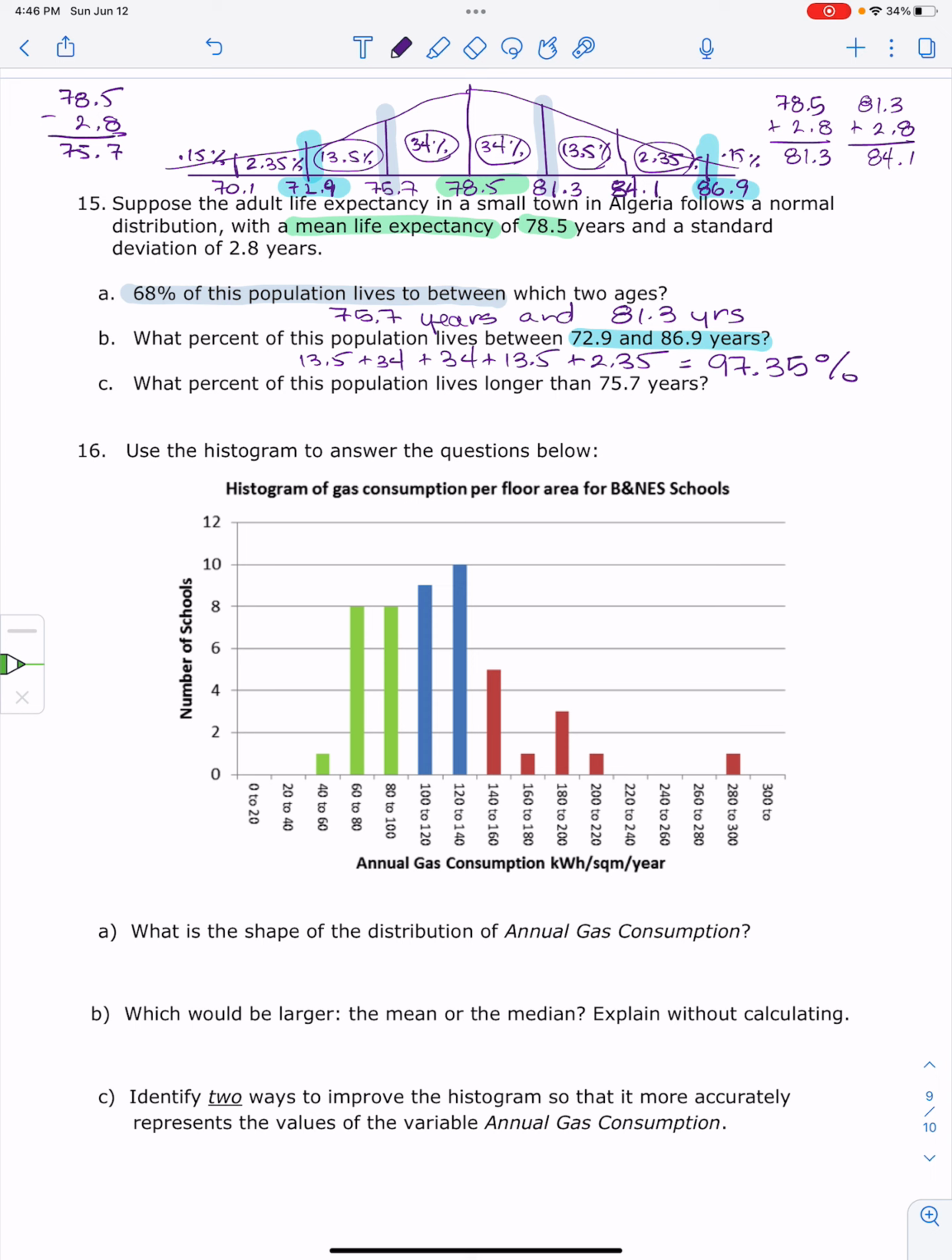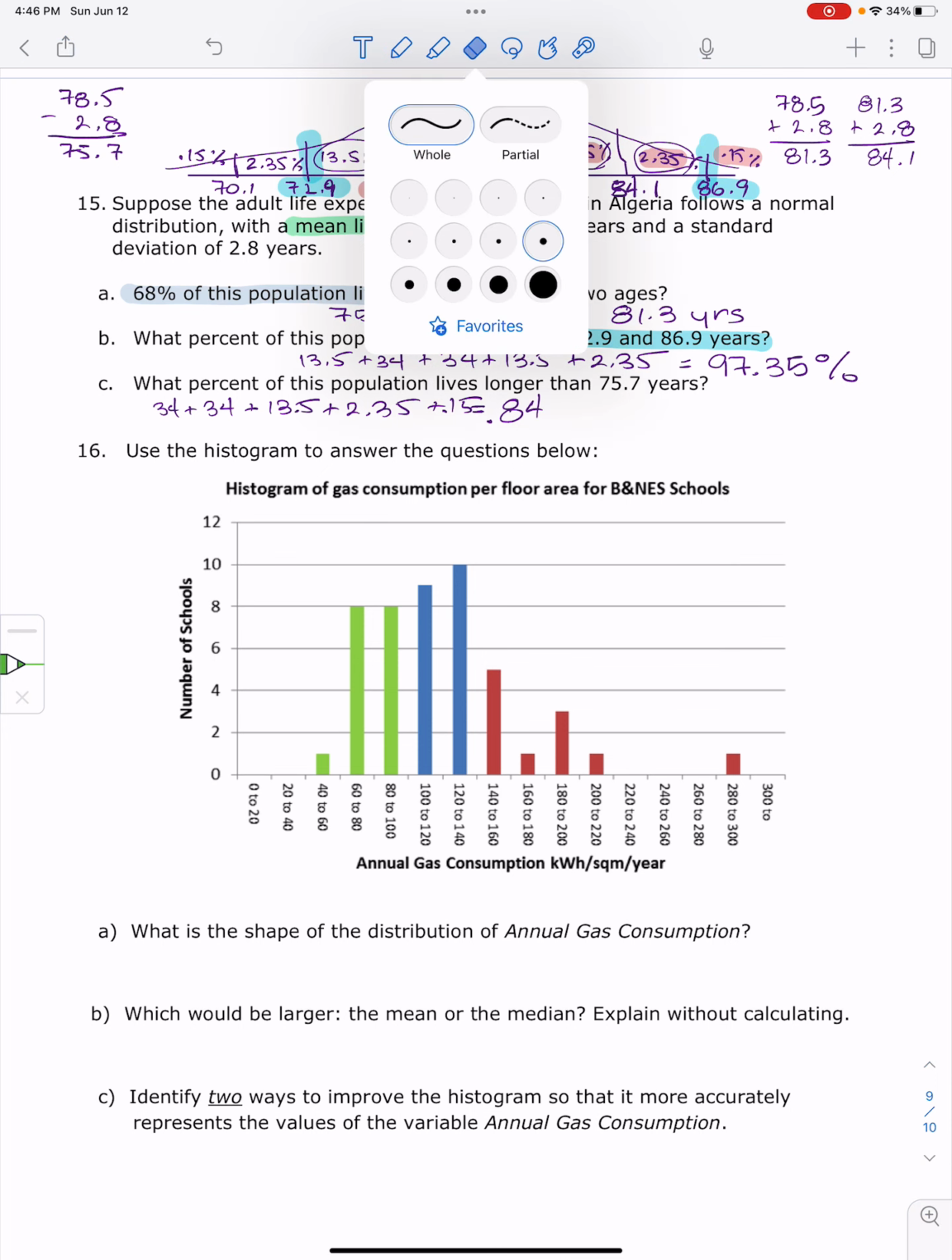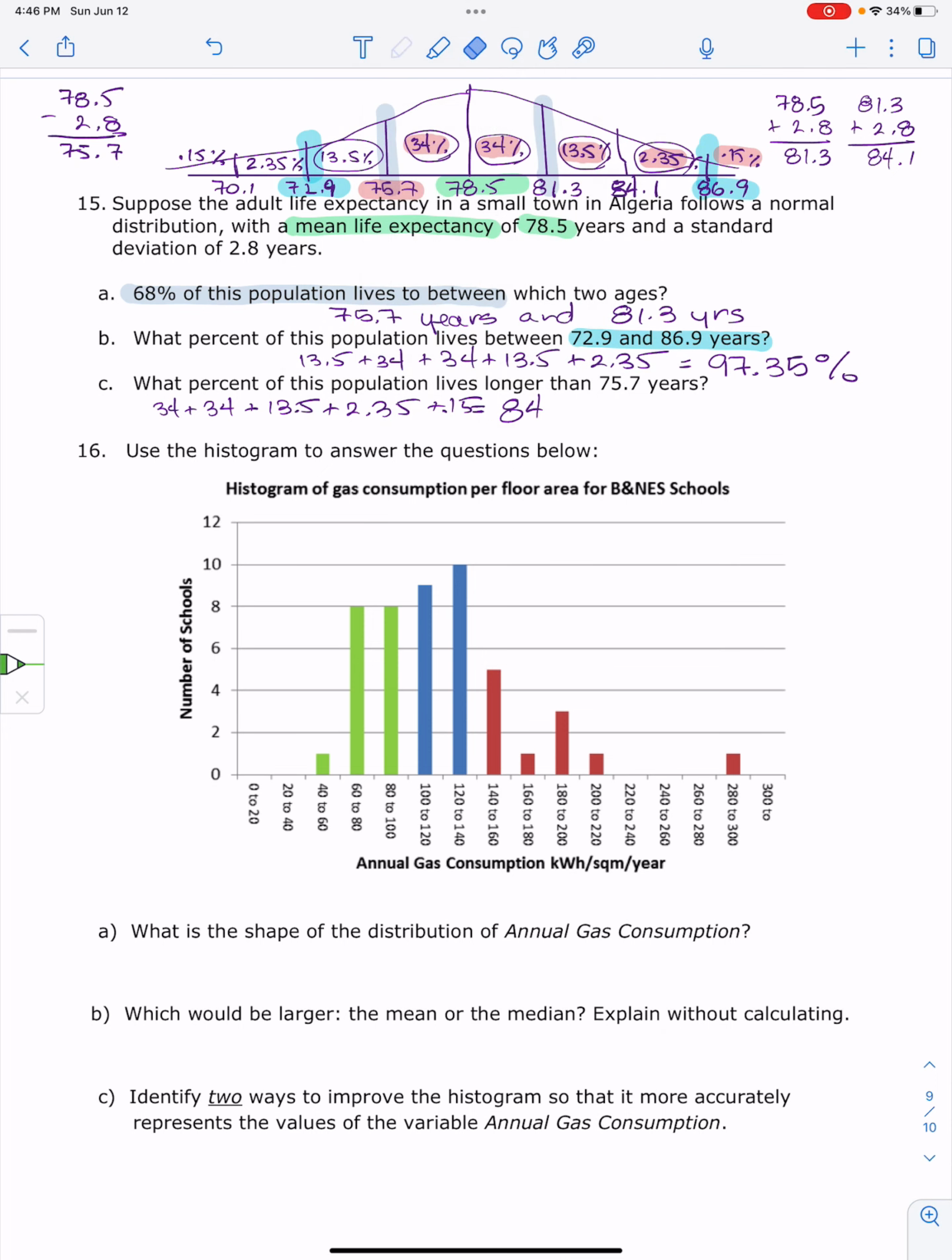What percent of this population lives longer than 75.7 years? So here's my 75.7. So everything to the right of that is what we're looking for. When we add those together, we get a point... We don't get a 0.84. We get an 84%.